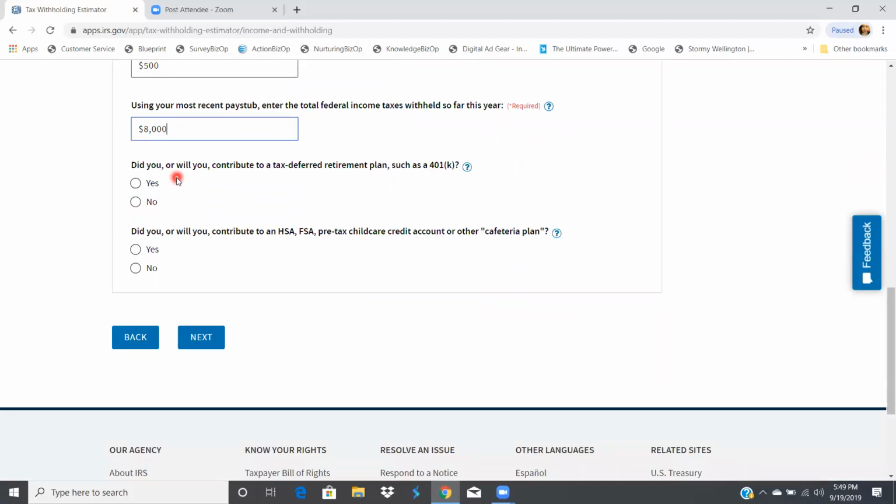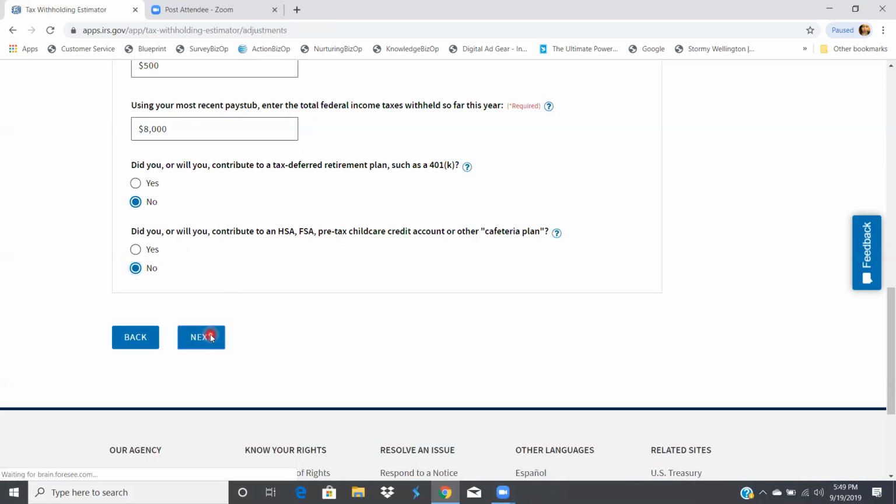The next question, did you or will you contribute to a tax-deferred retirement plan? So if you plan to contribute to your 401k, or if you have been contributing to your 401k, you can put yes, and put how much you contribute to it. In this case, no, I have not been contributing. Then it asks, do I contribute to a HSA, FSA, or any child care credit account, like a cafeteria plan? And in this case, no.